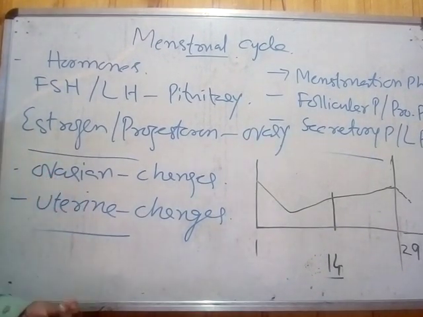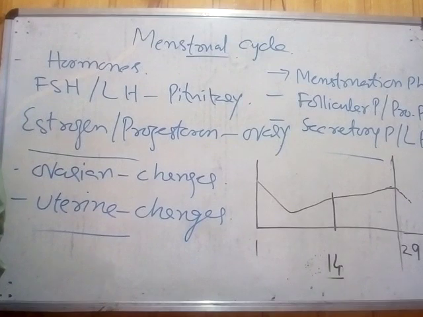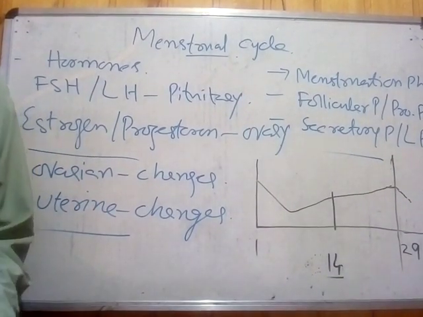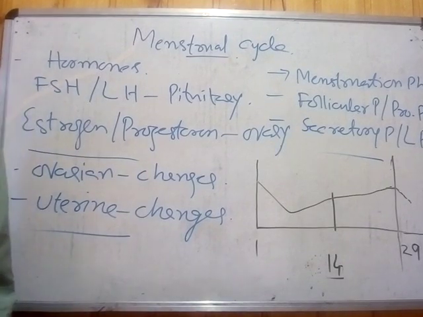Whether this cycle runs in 25 days, whether it runs on 28 or more, one female will usually produce only one egg in one cycle.